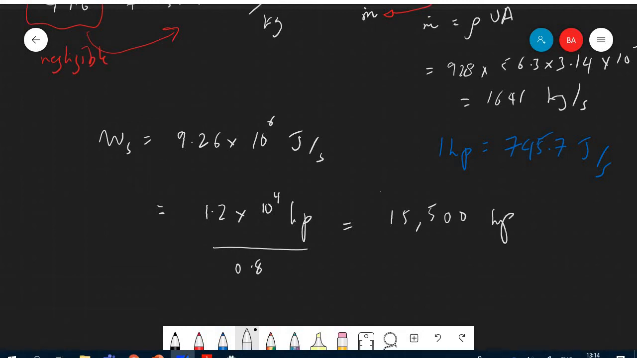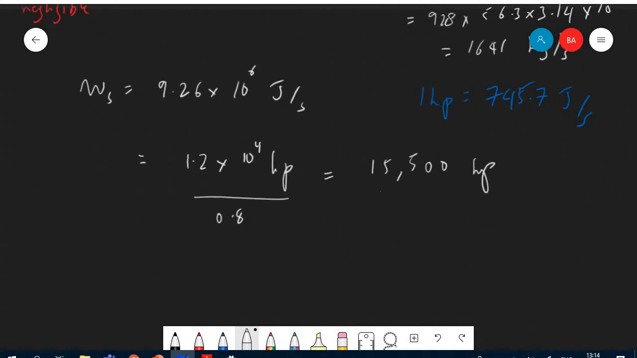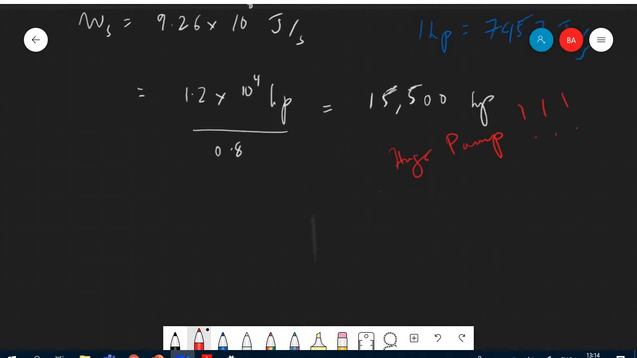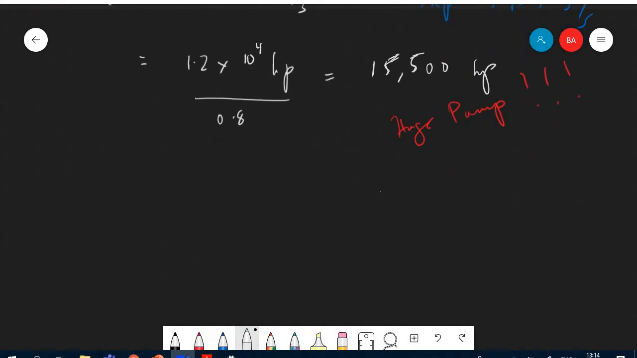What a pump. That is a really very big pump. Imagine, this is really not possible. That is a huge pump, and it's not possible. Let me put that in red. That is a really huge pump. So that is not possible. So if I want to make it possible, let me see my second part of the question.